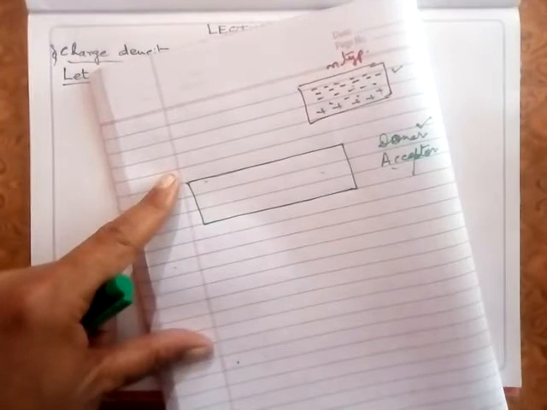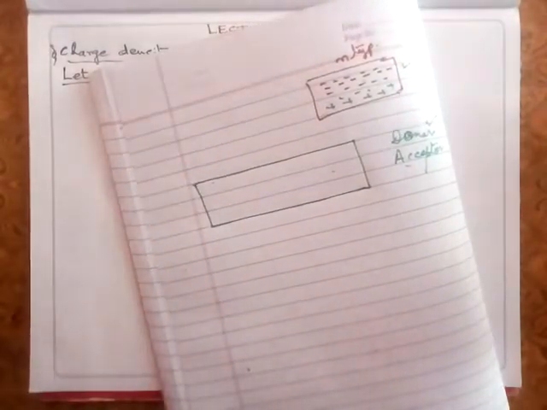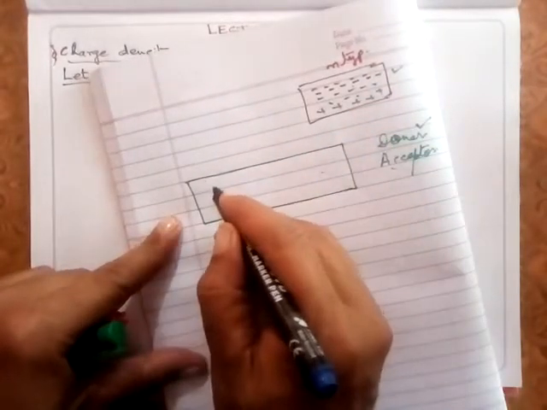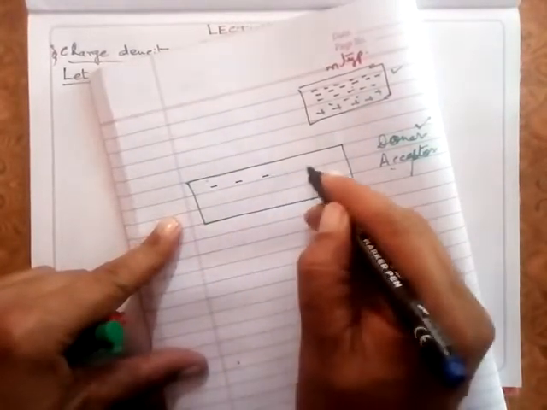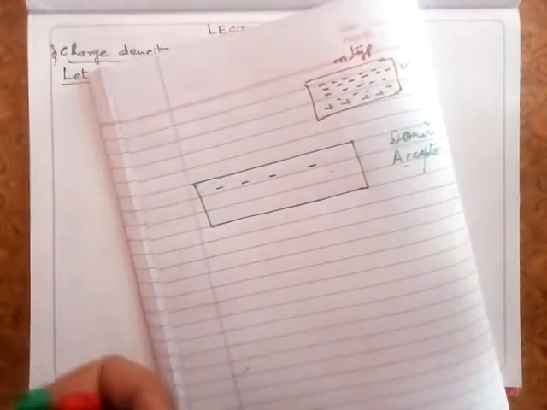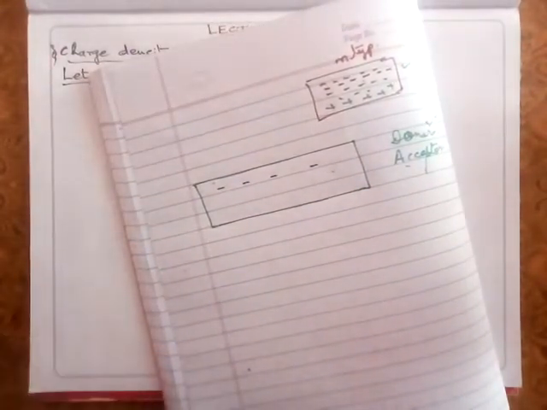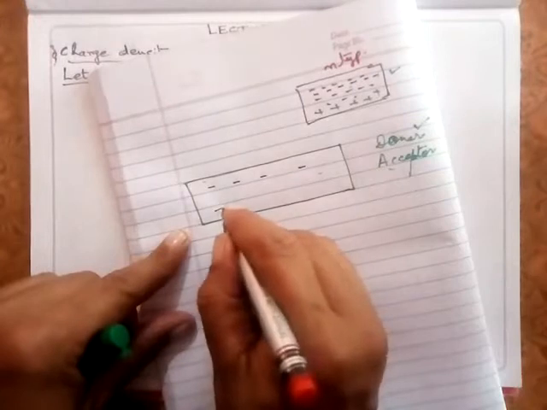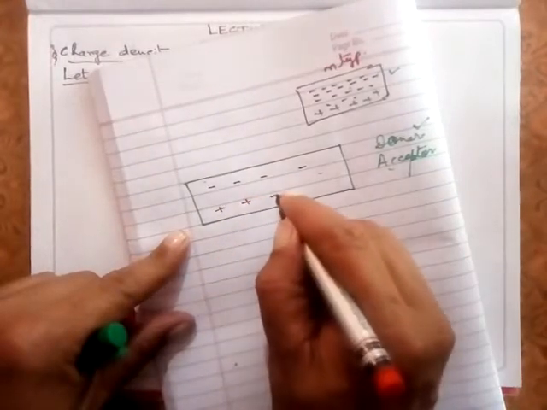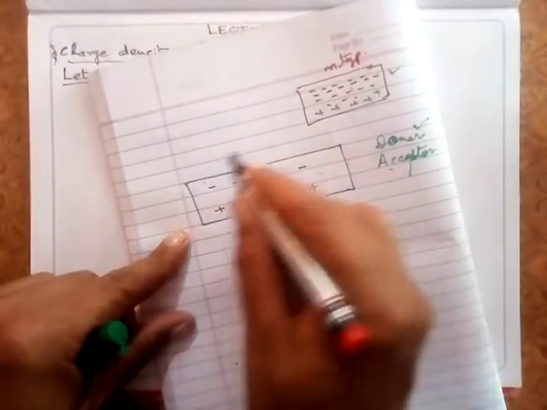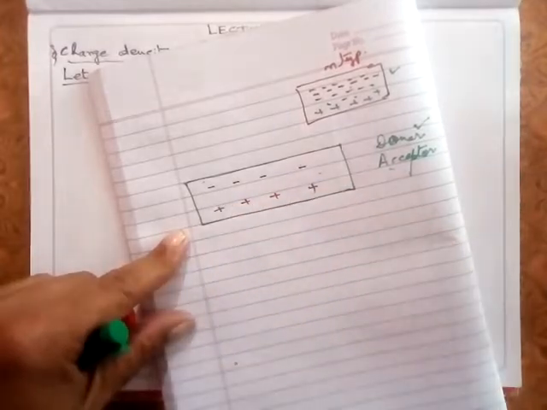What do you mean by this? First of all, suppose I say that this is an intrinsic semiconductor. It will have some electrons and holes, and an equal number of electrons and holes. Initially, this is intrinsic, having equal numbers of electrons and holes.